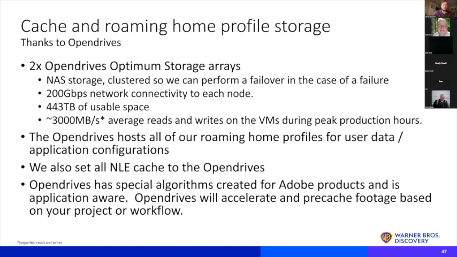All right, perfect. So the other piece of storage that I talked about was our cache and roaming home profile storage. We use OpenDrives for this. OpenDrives is a massive vendor for studios. We have two OpenDrive Optimum storage arrays. This is our NAS. This is where we store the roaming home profiles and all the settings and the cache that the NLE uses. They're 200 gig backplane for each of the arrays.